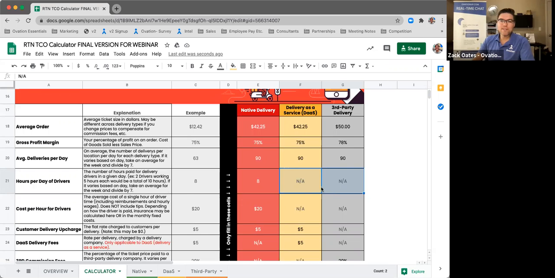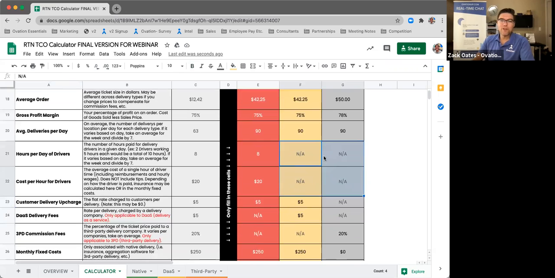Yeah. And as you can see as well, because both the cost per hour for drivers and the hours per day only relate to native delivery, you'll see these NA columns. These are not factored anywhere into the calculator. So you can write whatever you want in there, but it's not going to change anything. So just make sure that if it says NA, you leave it blank.